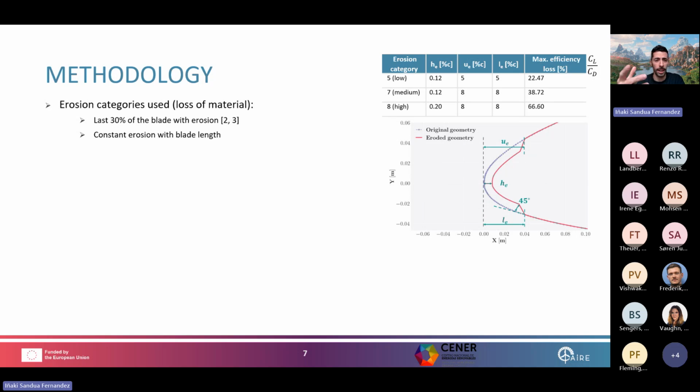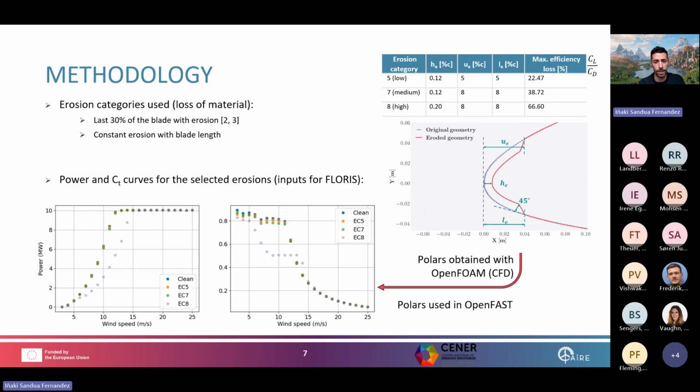It is worth mentioning here also that the erosion is only applied to the last 30% of the blade length, because it's the zone with the highest linear velocity, and along this zone, erosion is considered to be constant. So with these erosion definitions, we calculate the eroded polars using OpenFOAM CFD software.